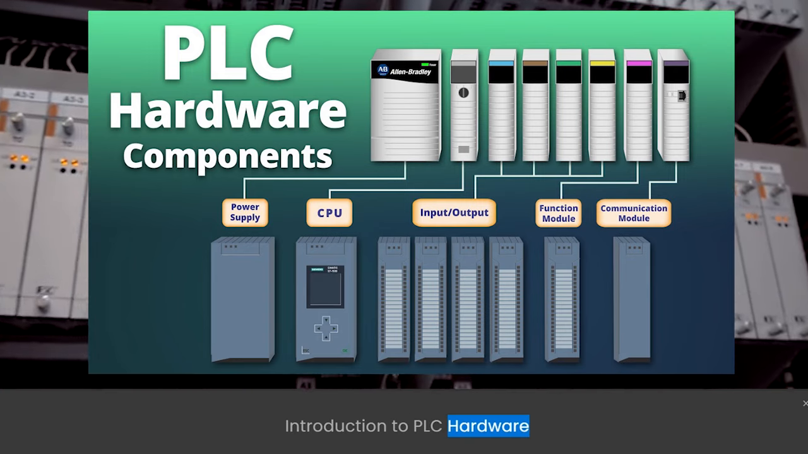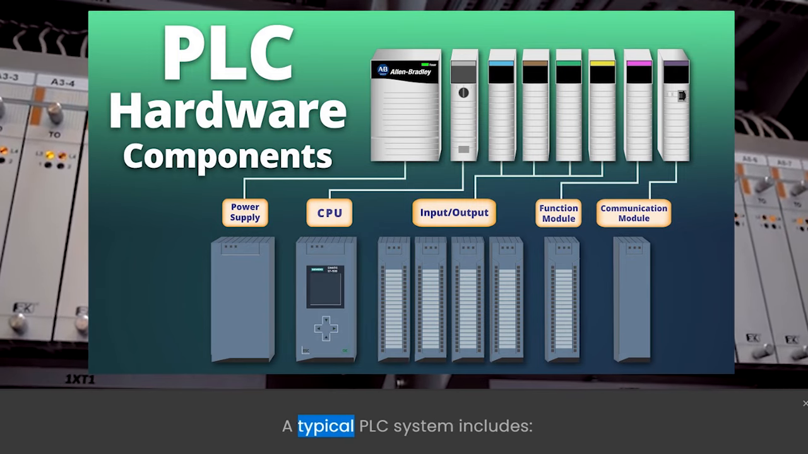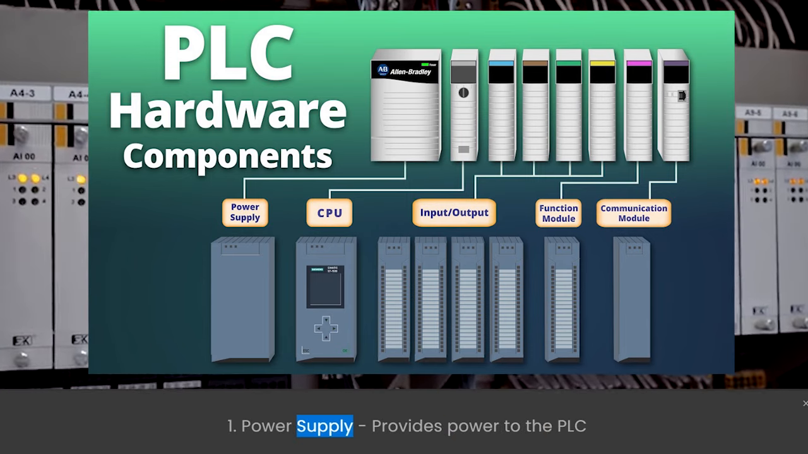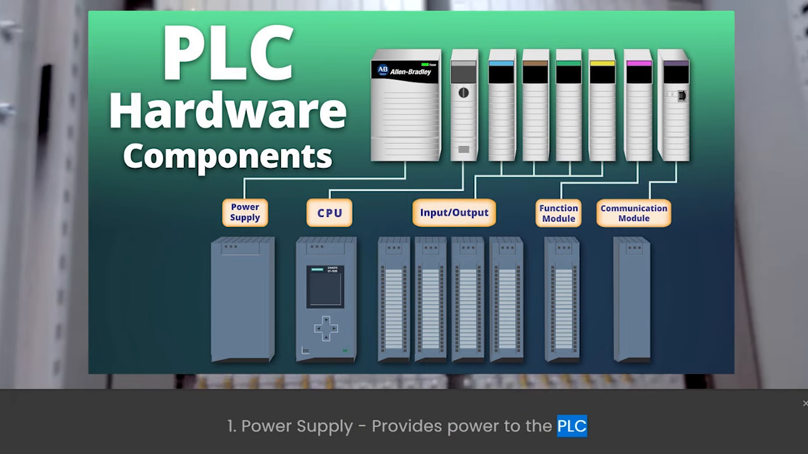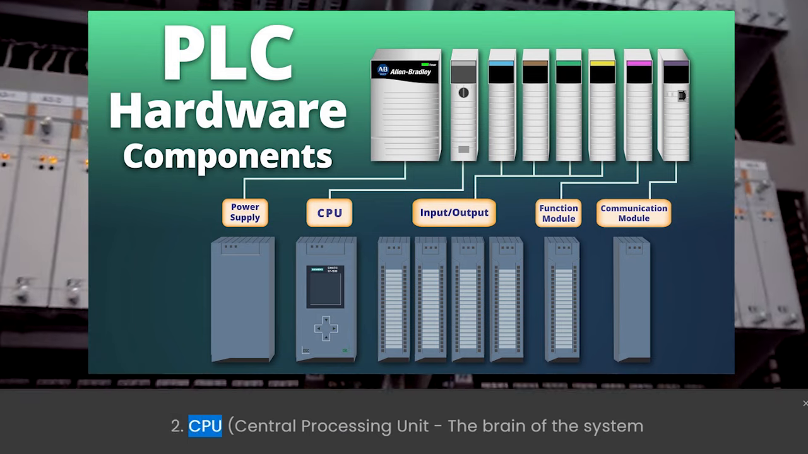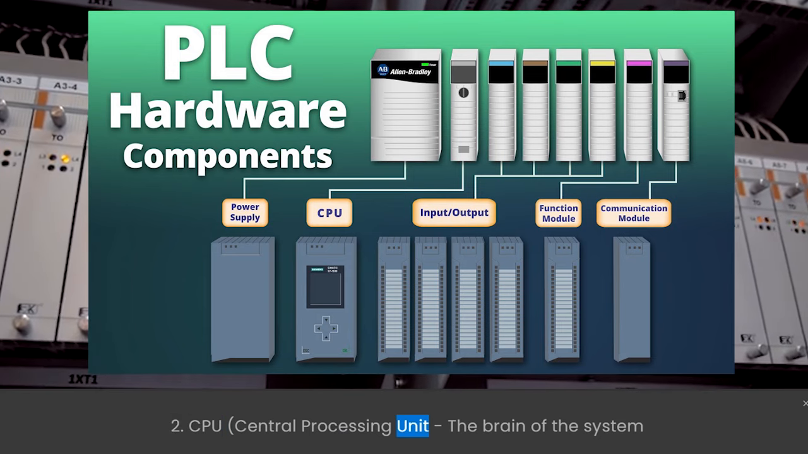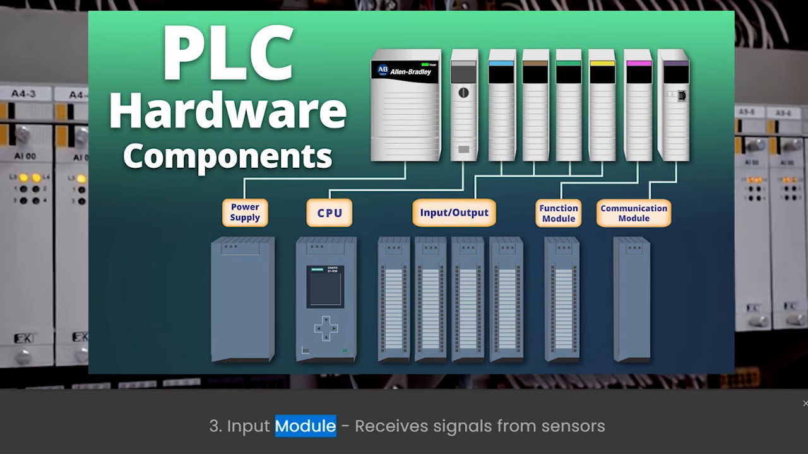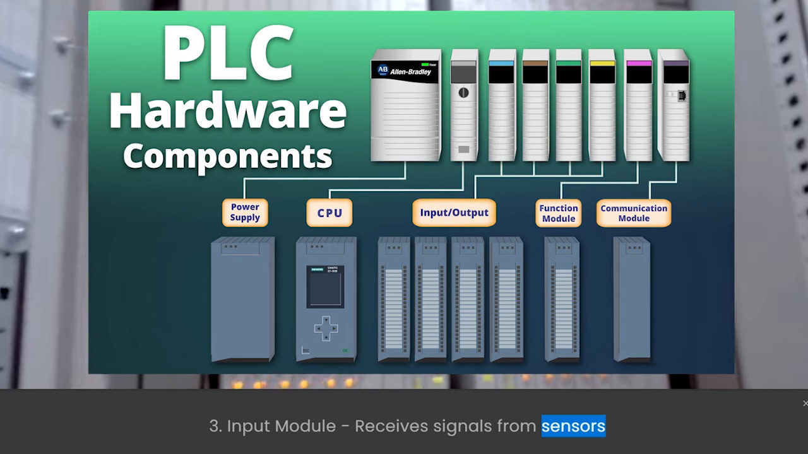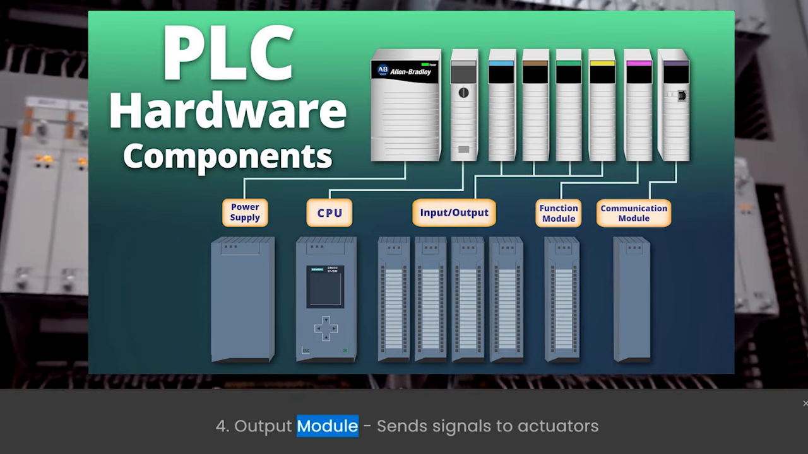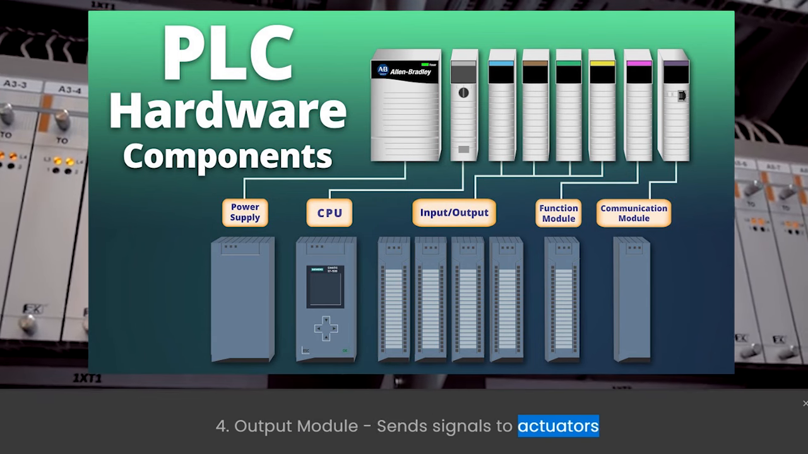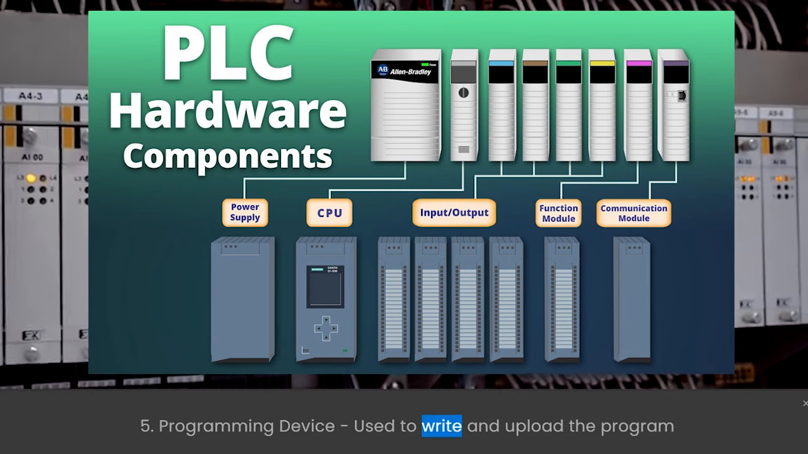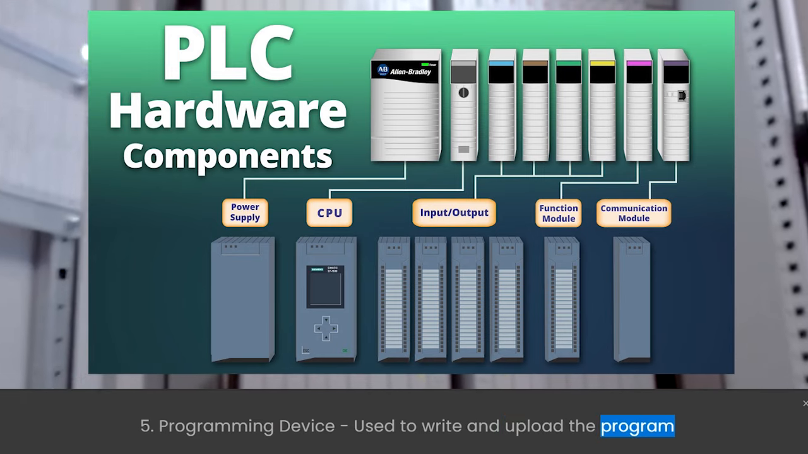Introduction to PLC hardware. A typical PLC system includes: 1. Power supply, provides power to the PLC. 2. CPU, central processing unit, the brain of the system. 3. Input module, receives signals from sensors. 4. Output module, sends signals to actuators. 5. Programming device, used to write and upload the program.